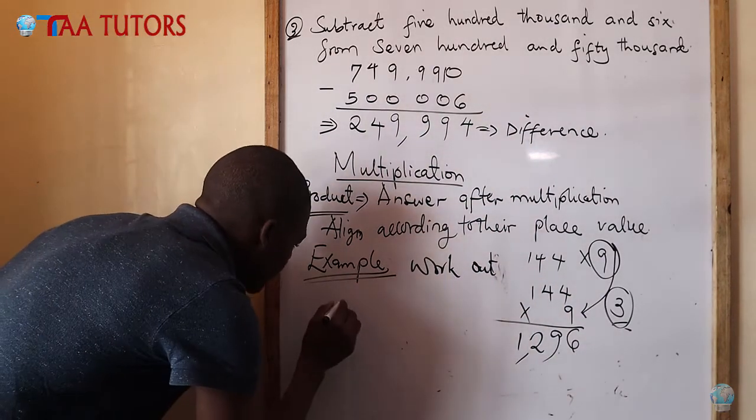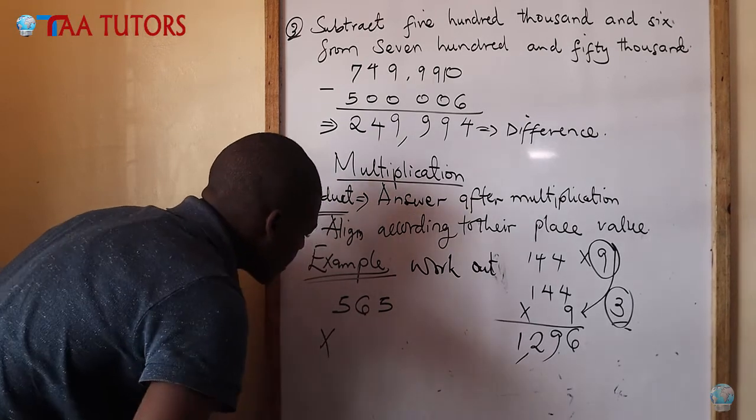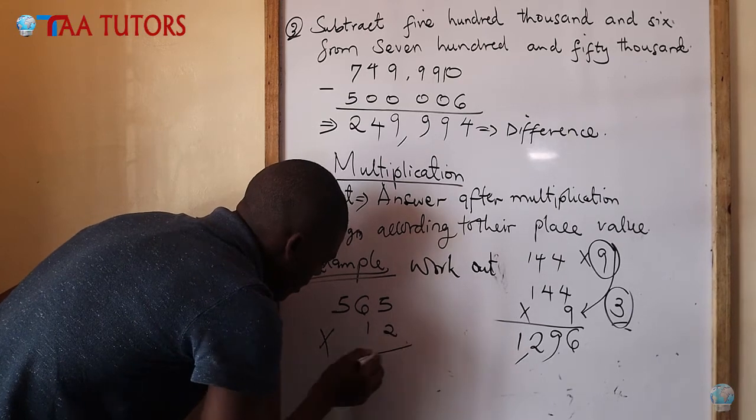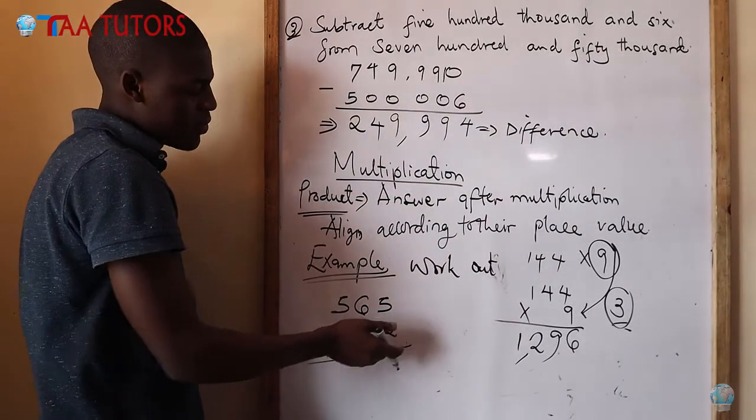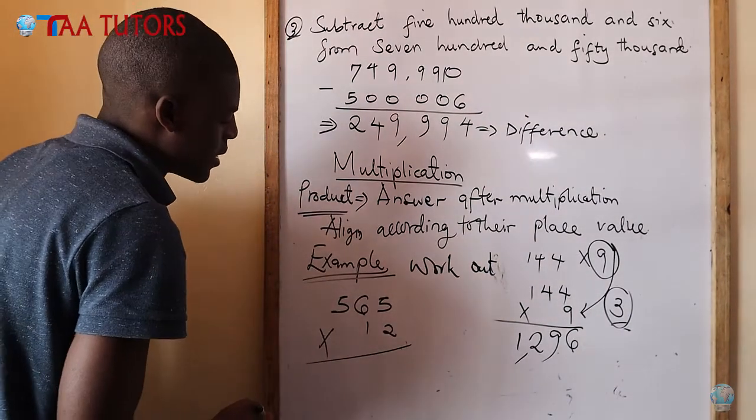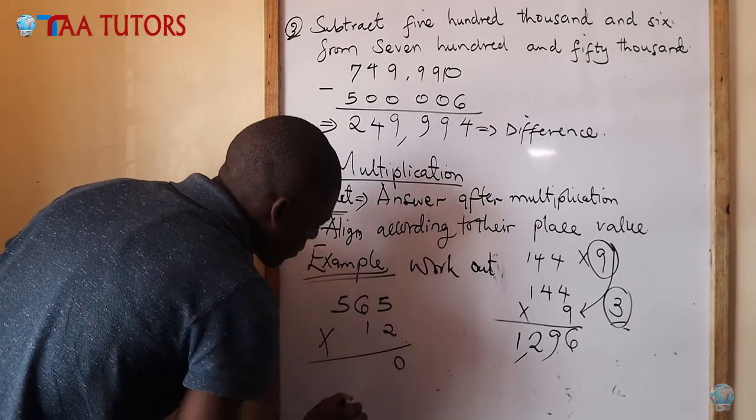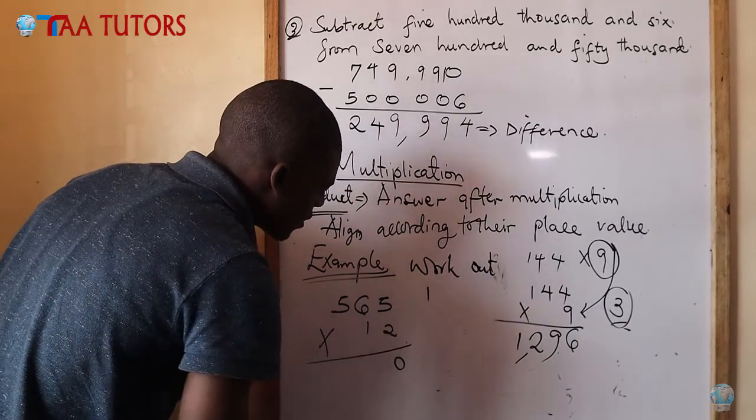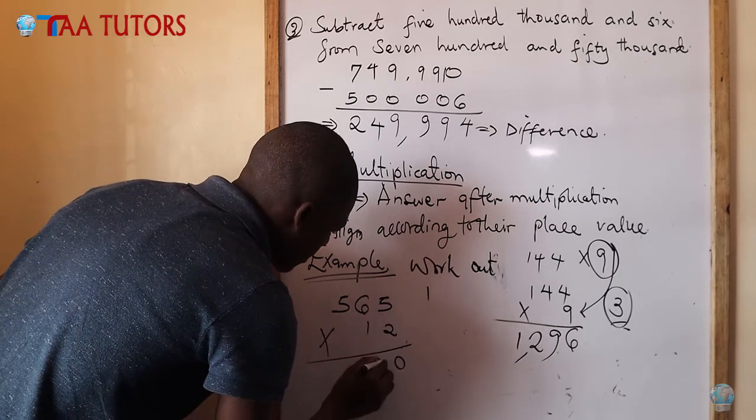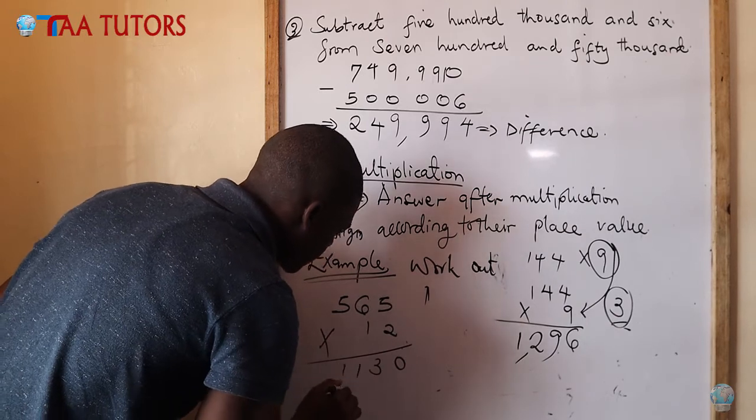Let me multiply 565 times, let's say, 12. You can see that now the number I'm using has increased from a 1-digit value to 2. It means the answer must be bigger. We have 0. When you multiply 5 by 2, that is 10. You write 0, you carry 1. 2 by 6, 12 plus 1 is 13. You carry 1. 2 by 5 is 10 plus 1, 11.